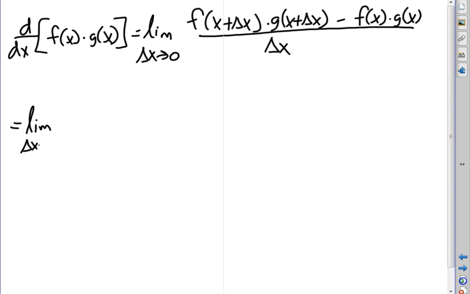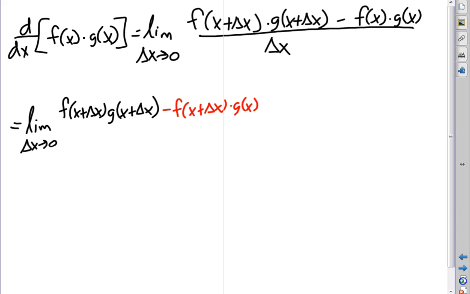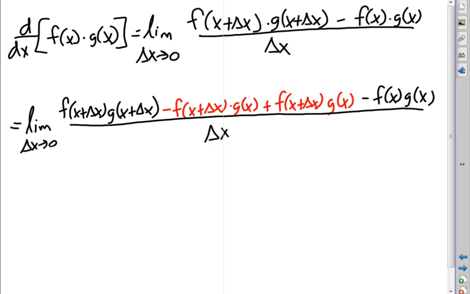Then, for no apparent reason, we are going to add and subtract this quantity right here, f of x plus delta x times g of x. And the reason is because that's going to turn out to do something really nice for us. So you can see here, everything else is pretty much the same except for what you're looking at in red. And it's totally okay that we did that. We're just adding and subtracting the same thing. The overall value is still the same, but the way that it looks is a little different.